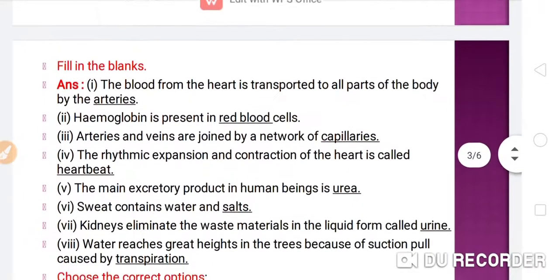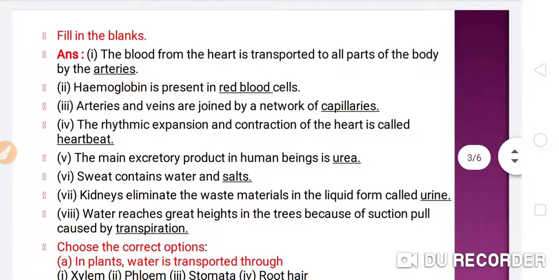Now come to the second question, that is fill in the blanks. The first question is, the blood from the heart is transported to all parts of the body by the arteries. And in the second question, hemoglobin is present in red blood cells. This is also known as RBC. And this is the combination of the heme and globulin, that is, heme is an iron and globulin is a protein. So this is the hemoglobin.